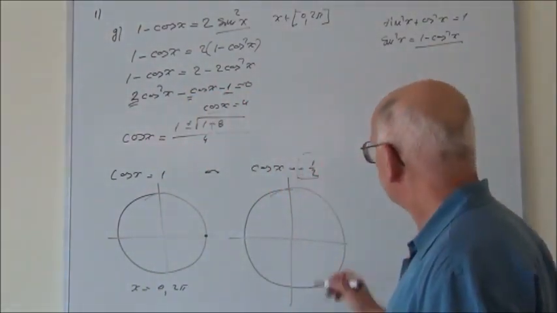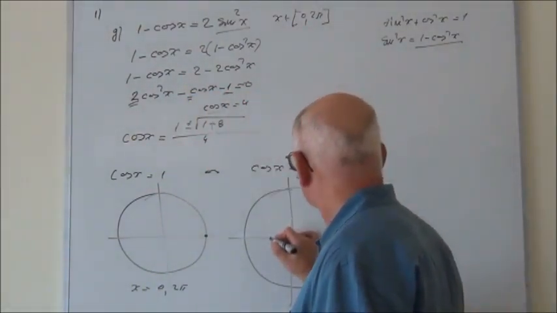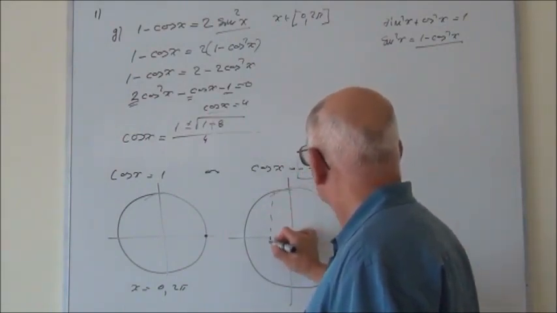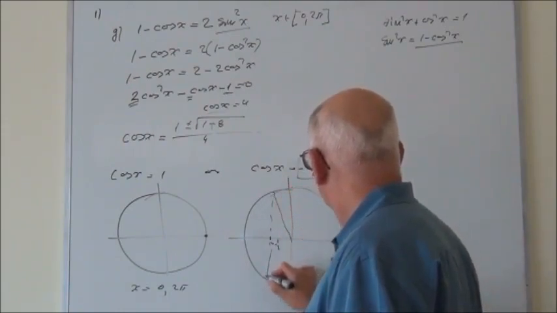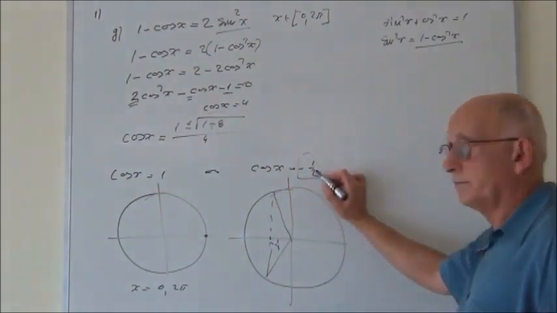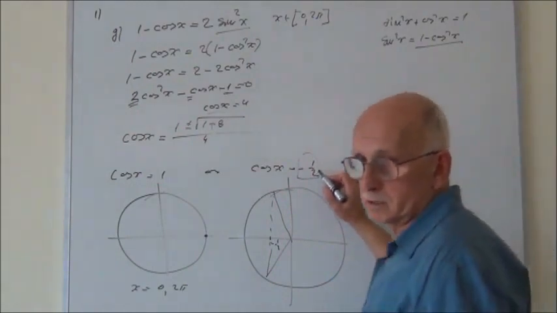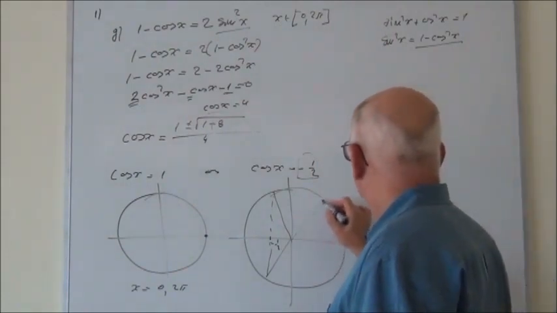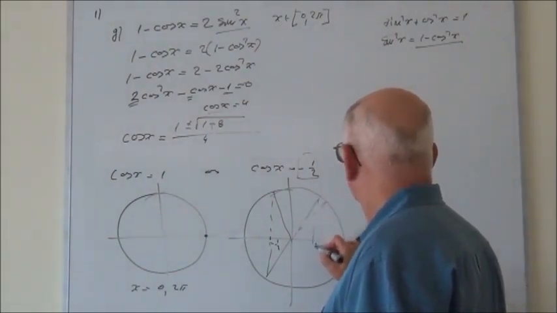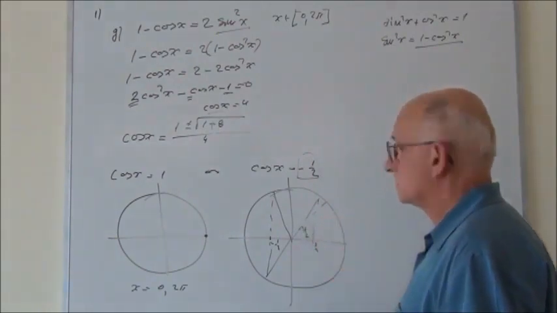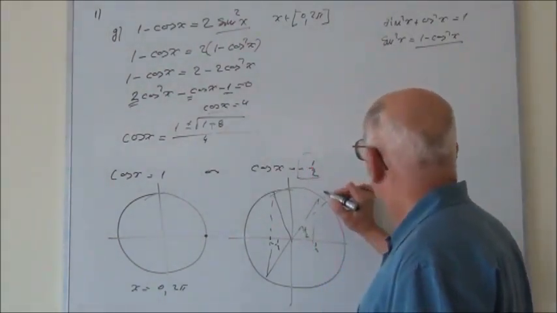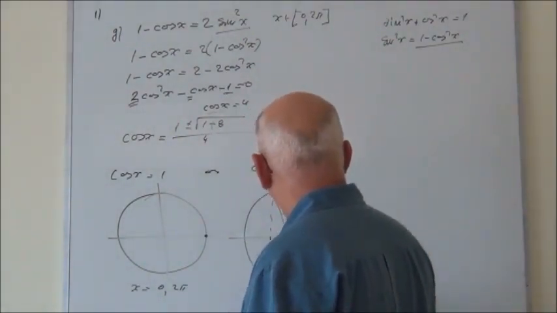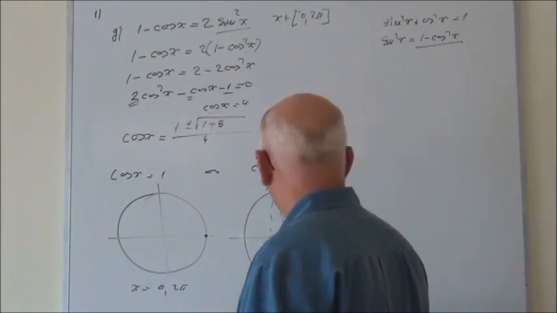minus half for cosine is here. Two possible solutions, this one and that one. Half is an exact number from a table of exact values, and in our first quadrant for cosine, that will be here, and the angle is 60 degrees or pi on 3. So this angle then will be 2 pi on 3, and this will be 4 pi on 3.